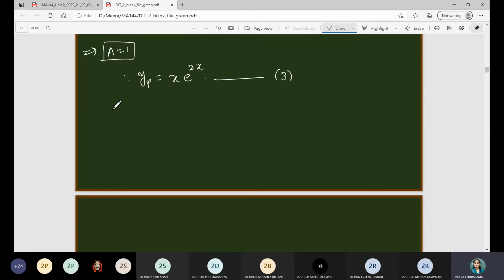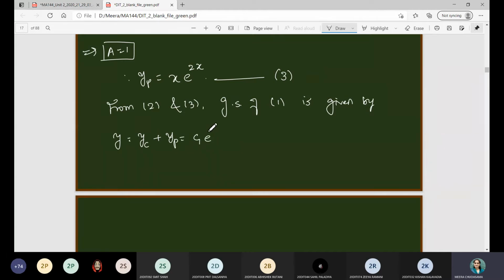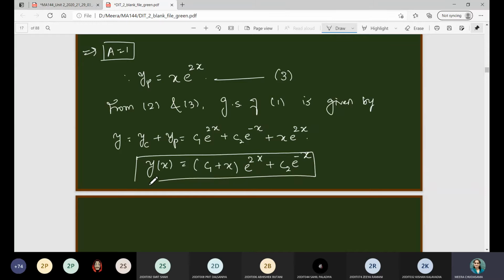So we can write from 2 and 3, the general solution of 1 is given by y is equal to yc plus yp. That means it is c1 e raised to 2x plus c2 e raised to minus x plus x e raised to 2x. Okay, you can simplify for your reference as c1 plus x e raised to 2x plus c2 e raised to minus x. So this is the solution corresponding to equation number 1.